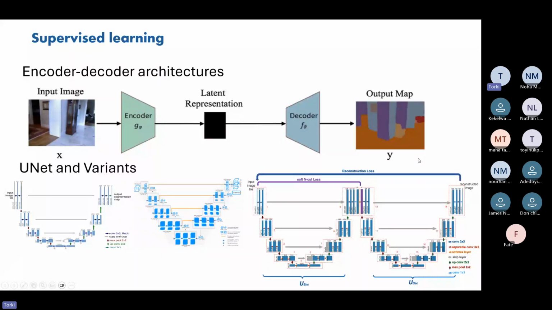We need to predict the masks to give every pixel of this width and height image some color code or some label, call it label. So most of the supervised learning approaches are using something called encoder-decoder architecture.